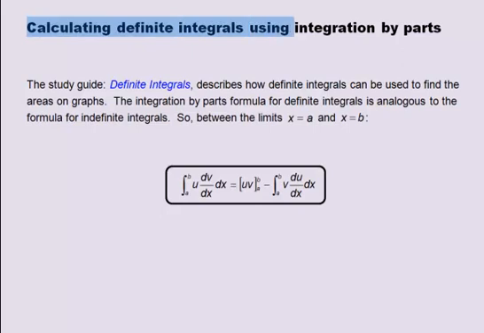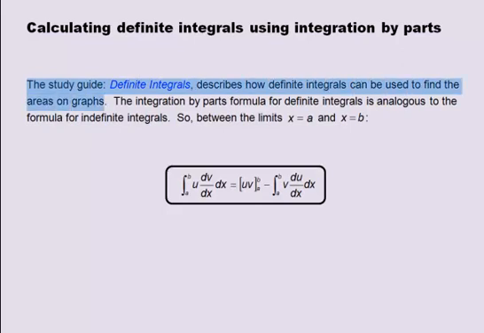Calculating definite integrals using integration by parts. The study guide, Definite Integrals, describes how definite integrals can be used to find the areas on graphs. The integration by parts formula for definite integrals is analogous to the formula for indefinite integrals. So, between the limits x equals a and x equals b, the integral of u multiplied by dv by dx with respect to x between a and b equals u times v, evaluated between a and b, minus the integral of v multiplied by du by dx with respect to x, evaluated between a and b.